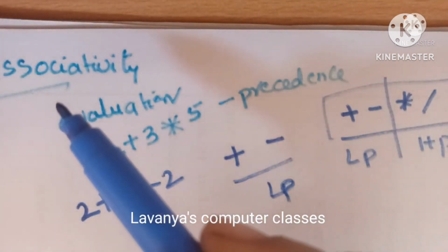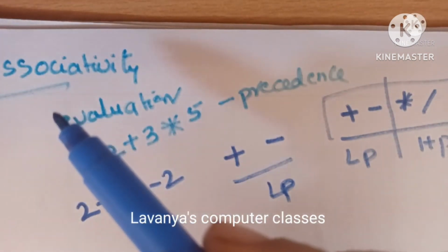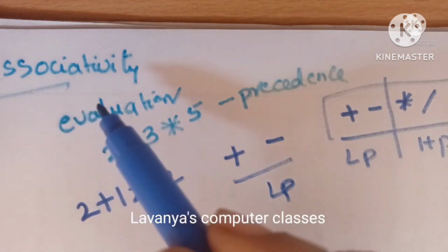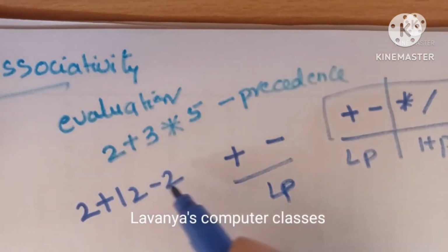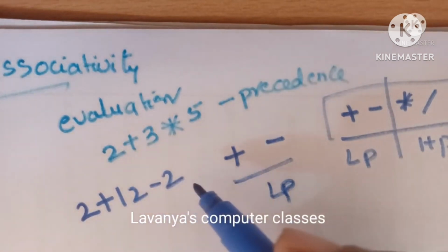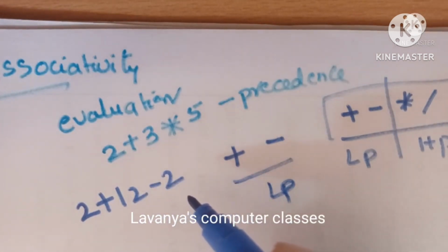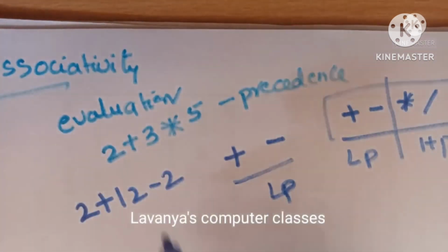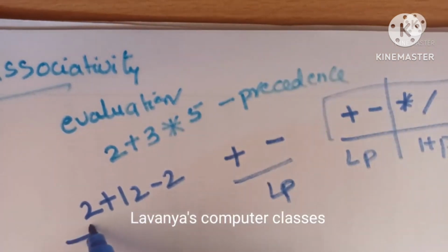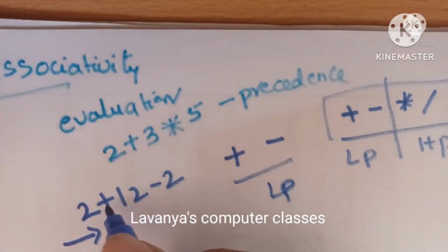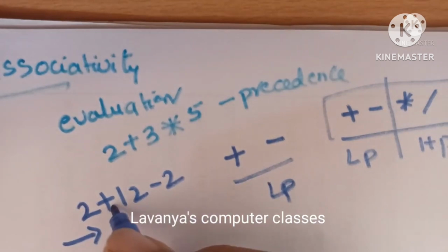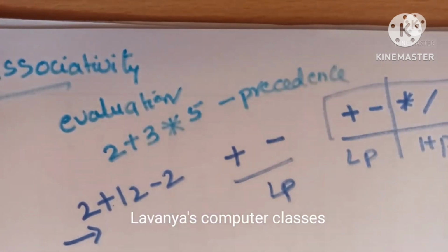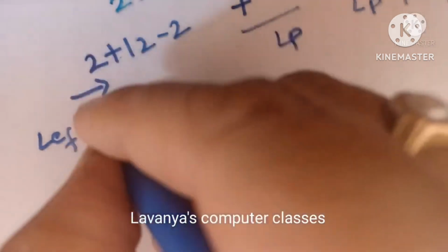So in this example, 2 plus 12 minus 2, the expression contains operators of the same level of priority, plus and minus both belong to the same level. So which one is executed first? If we go left to right, 2 plus 12, plus is coming first, so it is executed first. 2 plus 12 is 14. That is left to right.